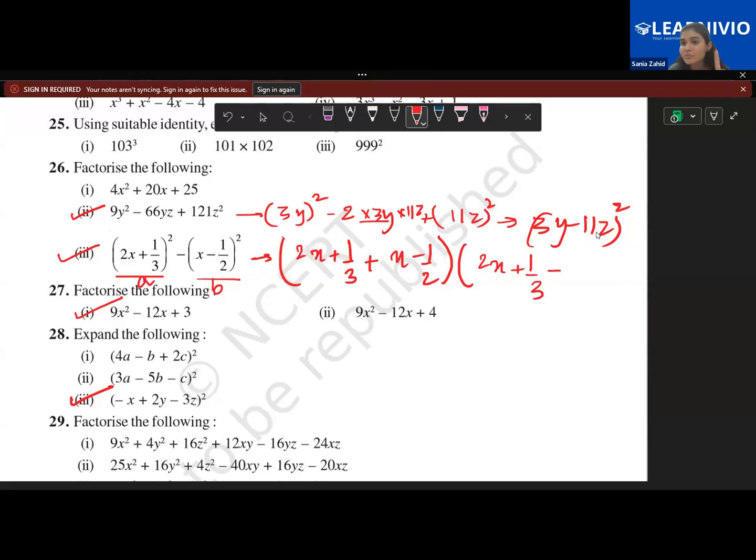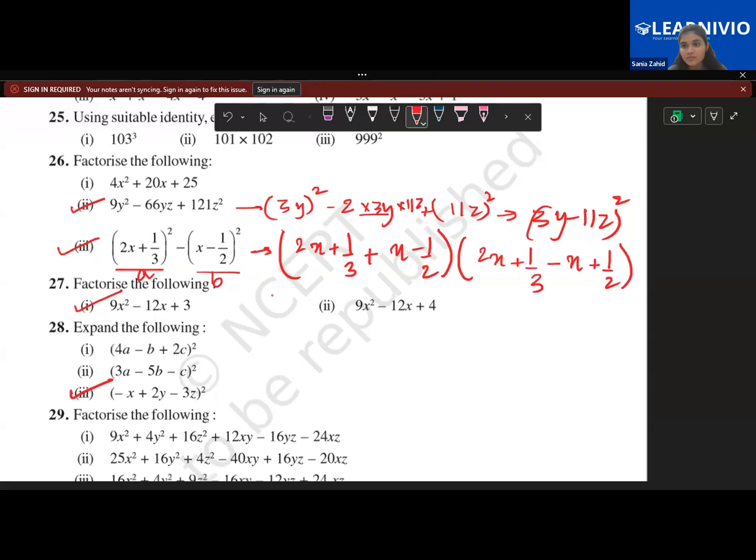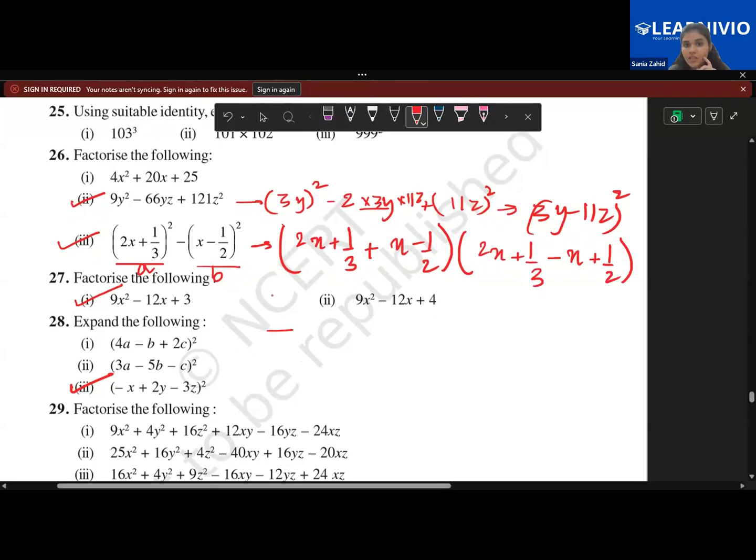So now children, when it is minus b, the signs will change. So this becomes minus x, this becomes plus 1 by 2. Because when we are subtracting, the signs are reversed. Clear? So now 2x plus x is 3x. 1 by 3 minus 1 by 2 is how much? You get (2 minus 3) by 6, so minus 1 by 6.